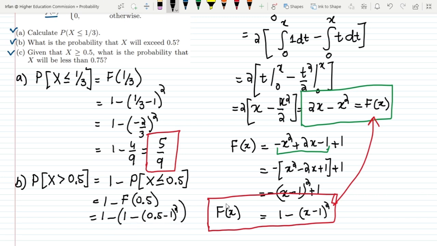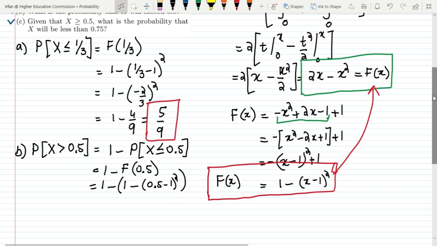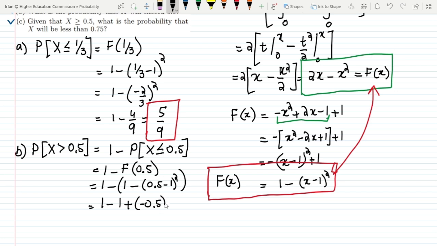Let me move down somehow. Here you can see that by opening the braces, I will get 0.5 minus 1 is minus 0.5 whole square. These two will cancel out, and the answer of it will be 0.25, because the square of it will remove this minus sign, and that is basically 1 by 4. So the answer of part B is 1 by 4. That is the solution of part B of my question.